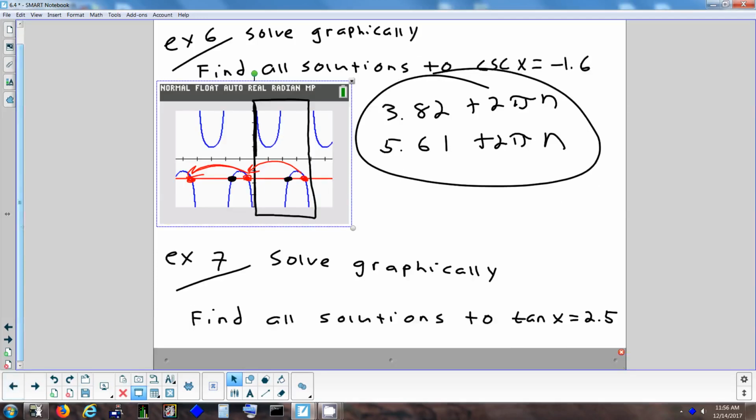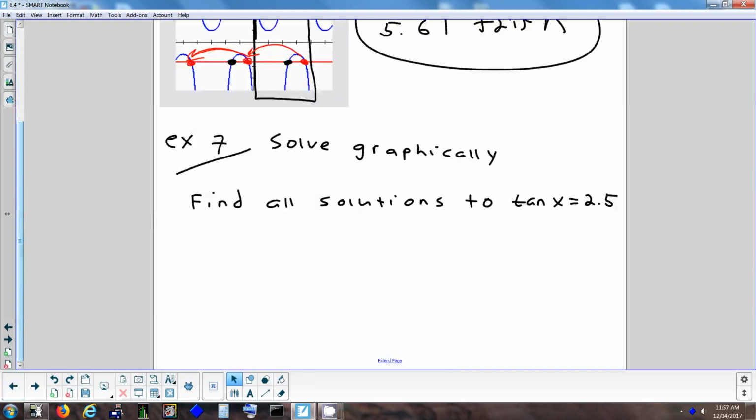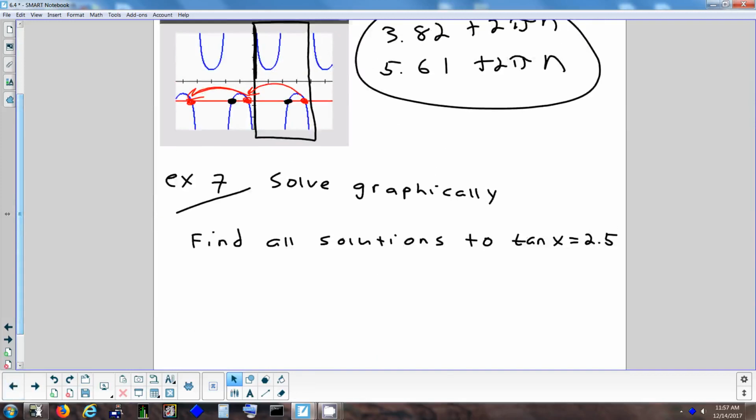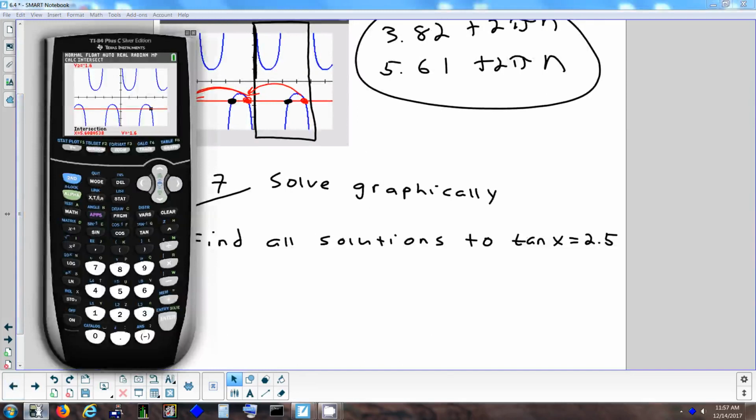All right, so we'll try one more. The last one will be find all solutions to tangent x equals 2.5. Can someone walk me through that? What's the first thing I have to do? Put it what? Yeah, put it into y1 and y2. Exactly.